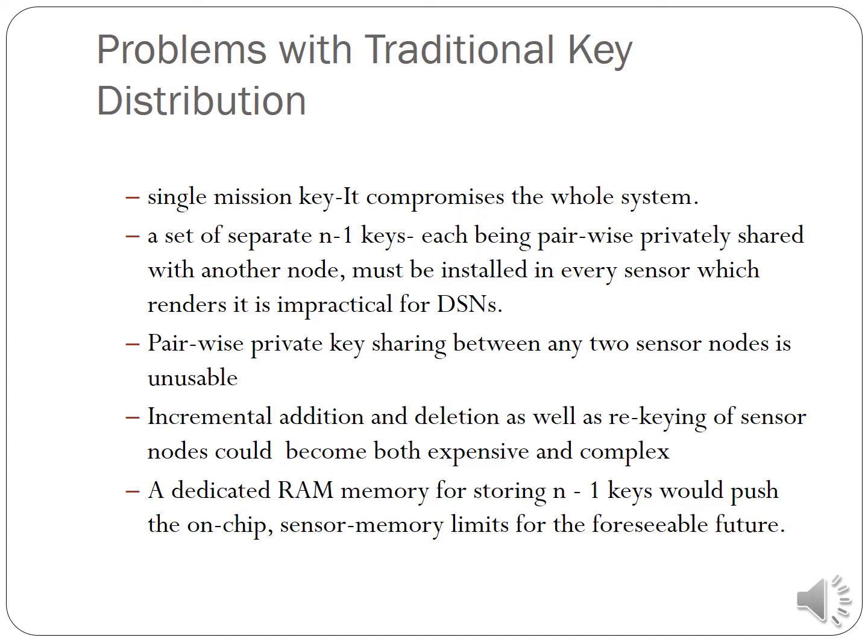Say, set up separate n-1 keys, each being pairwise privately shared with another node. These must be installed in every sensor, which renders it impractical for a sensor node. Pairwise private key sharing between any two sensor nodes is unusable. Incremental addition and deletion as well as rekeying of sensor nodes could become both expensive and complex. A dedicated RAM memory is needed for storage.